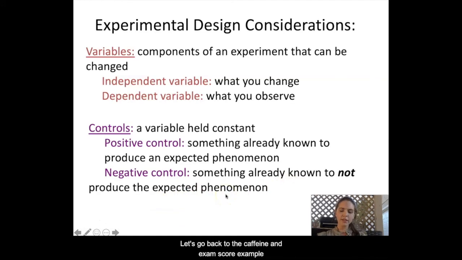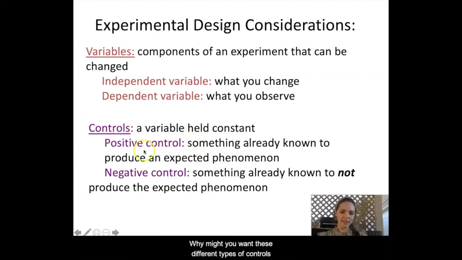Okay, so let's go back to the caffeine and exam score example. In this case, the negative control might be a group of students where you don't give them any caffeine. So it's a group where you don't expect them to have any change in their usual exam scores, right? And this is actually what you're really comparing your main test group to, this negative control. The positive control in this example is a little bit trickier, right? Maybe in this case, you have another group of students where you study with them before they take the test, because studying or practicing is already known to produce better test scores.